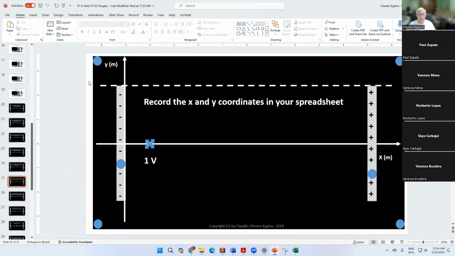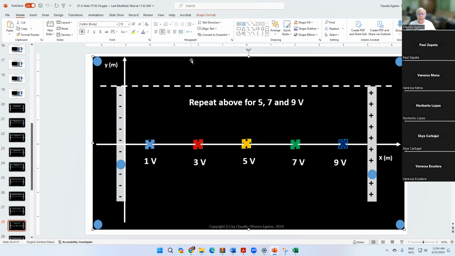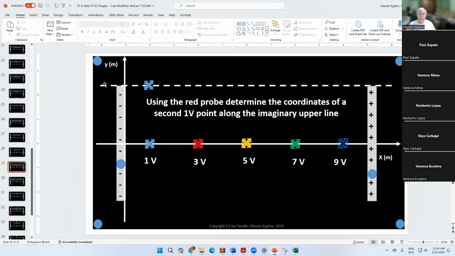And then we go ahead and do the measurements that we did. 1 volt here, 3 volts. We usually do it like that. First, I usually ask my students to get the data points along the x-axis, y equal to 0. Identify 1 volt, 3 volts, 5 volts along this axis. And then we identify the points along this imaginary line at the edge of the electrodes. That's the procedure that I tell them to do.